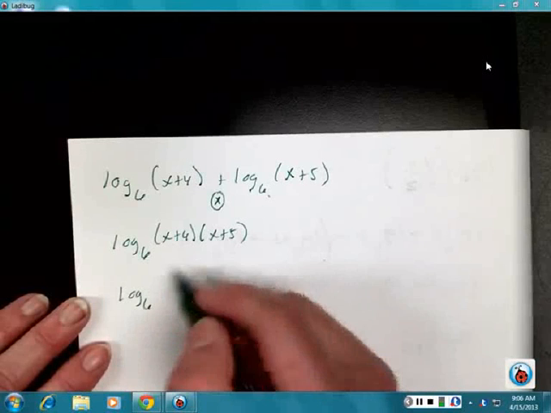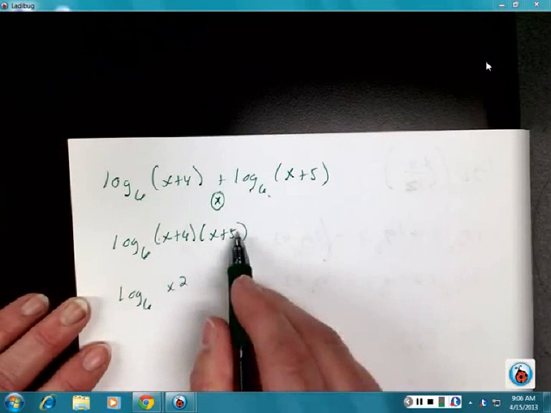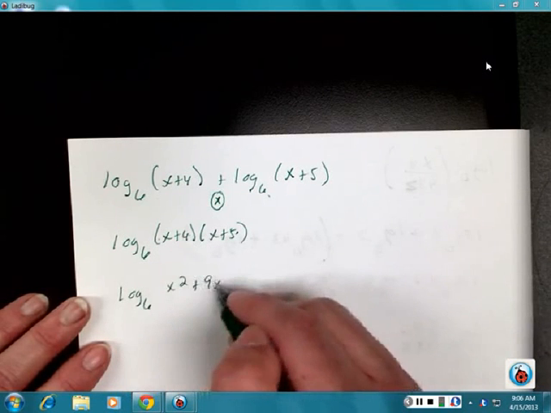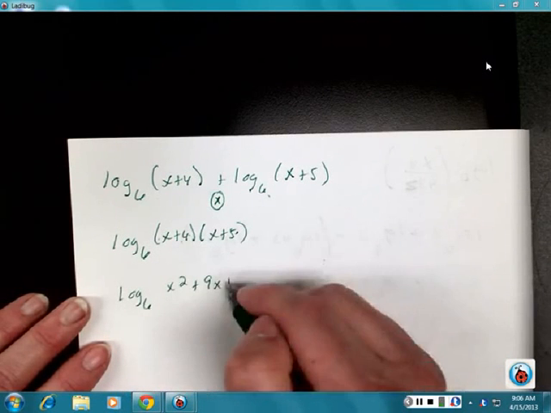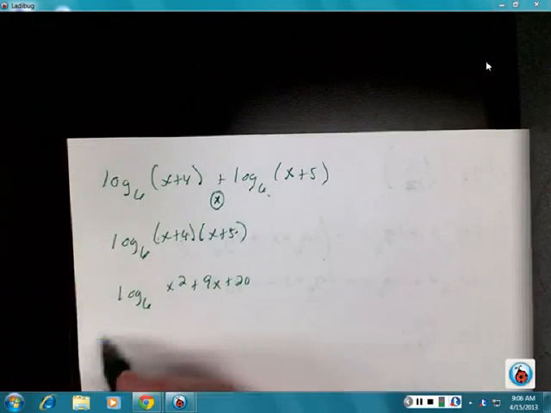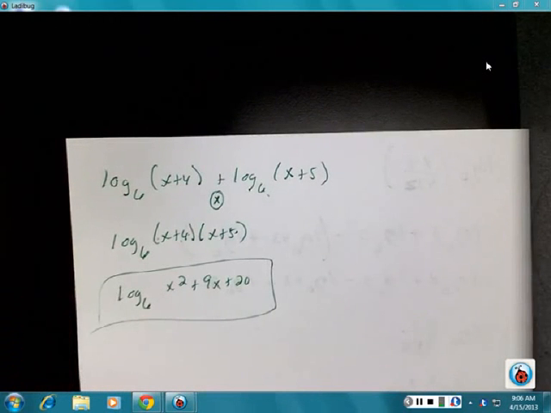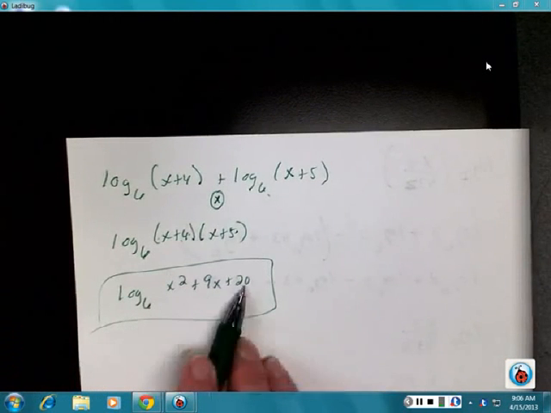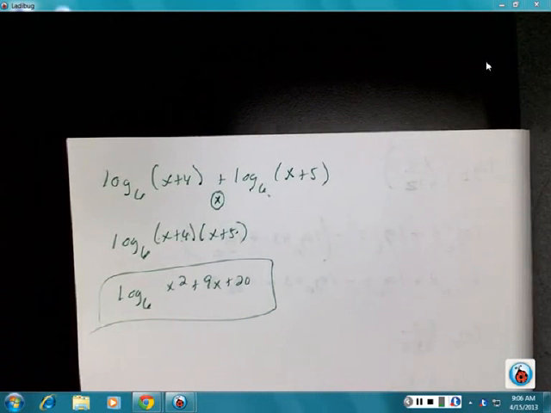X times x is x squared. X times 5 is a 5x. Plus another 4x is 9x. 4 times 5 is 20. So this would be what I would put into Cox. Alright? Using my log key again, that's on my keypad, putting my 6 in, then going over to the other part and putting that part in as the raised value in there with that one.